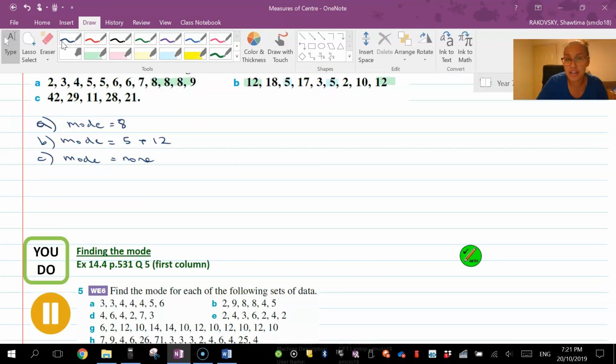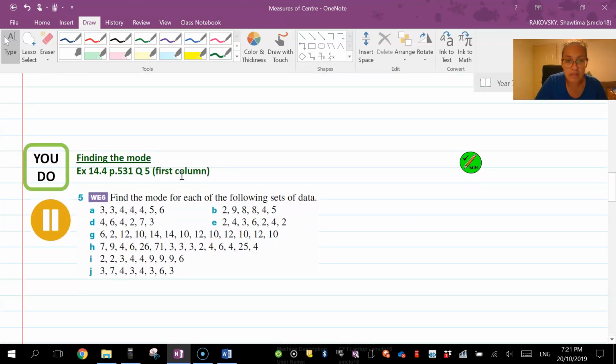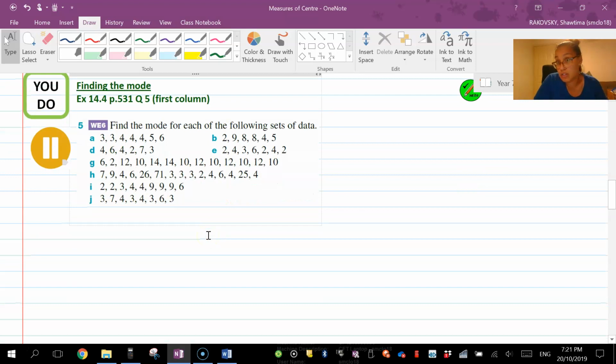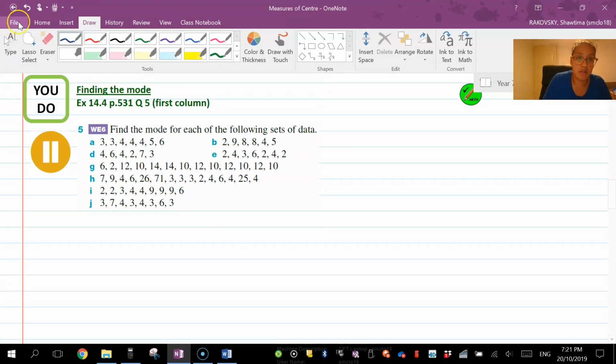Right. In terms of your working out with this, that's all you have to show. Mode is 8, or 8 is the mode. So what you're going to do is just the first column. Sorry, I haven't cleared out those guys. Hey, if you want to do them, that's your choice, but you are just required to complete this column here. So pause the video and have a go at those.